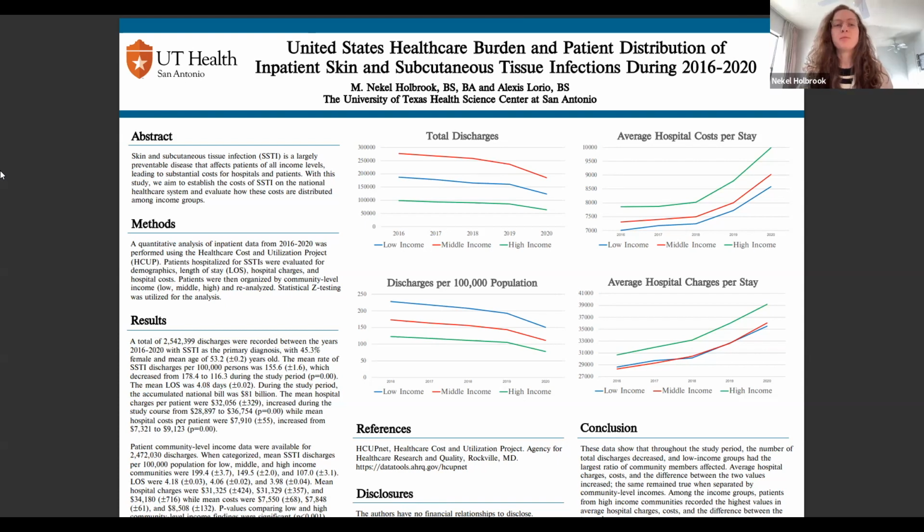Okay, so our project, as you can see, was titled United States Healthcare Burden and Patient Distribution of Inpatient Skin and Subcutaneous Tissue Infections during 2016 to 2020. We will, from here on out, be calling skin and subcutaneous tissue infections SSTI. Our project was a retrospective quantitative analysis on SSTI.